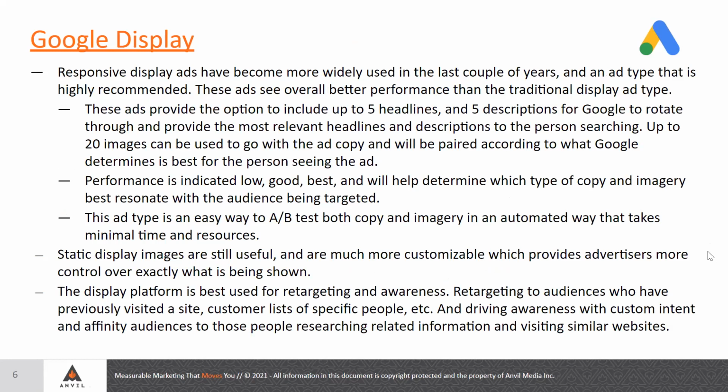All right, so similar to search, Google's display ads also have a responsive format, and that's become much more widely used, and it is recommended. Responsive display ads allow up to 5 headlines and 5 descriptions that Google will rotate through to deliver the most relevant ad copy to the user. Along with those headlines, it allows up to 20 images to be mixed and matched in the rotation. The ad performance is rated on low, good, and best, providing valuable information on which combination of assets resonates best with the user audience, and it also simplifies A/B testing. It takes that step out of the equation for you by telling you which one is low and which is good, so you can focus on improving the number of goods.